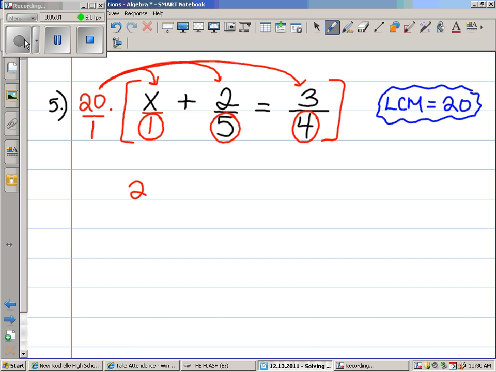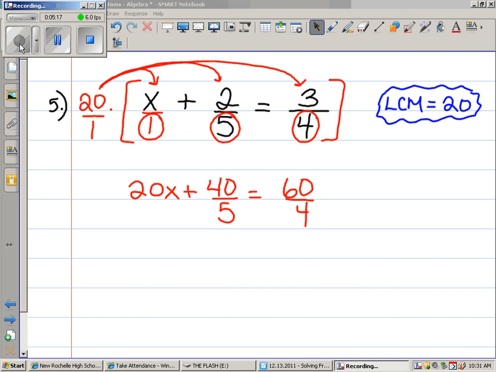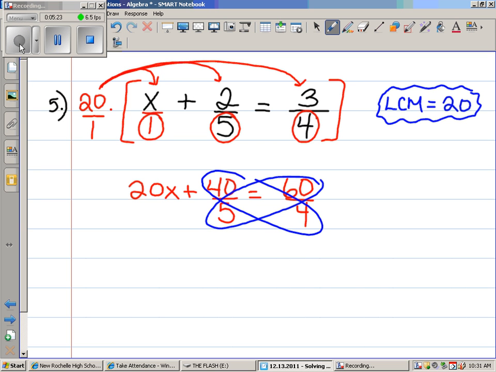Now we're going to distribute in. You get 20x plus 40 over 5 equals 60 over 4. Let's talk about a common mistake. Everybody always wants to do this. But the problem with that is that you have another quantity out over here. You can't cross multiply unless it's just two fractions, and only two fractions set equal to each other. That's why I'm putting these problems next to one another. So you cannot do that.